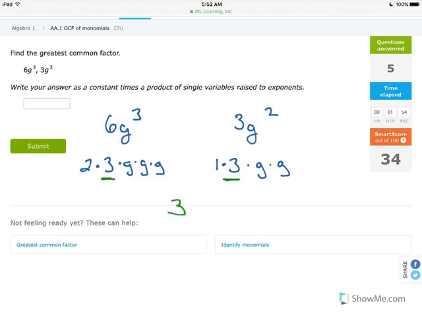And what about the g's? There's 2 g's and 2 g's in common. So the greatest number of g's that they have in common is 2 g's. There is another g in this one, but there is no other g in this one. So the greatest number of g's they have in common is 2 of them. So g times g, which is g to the second.